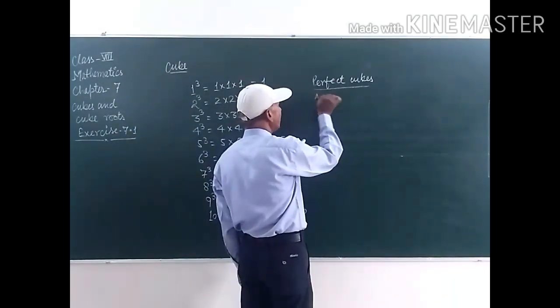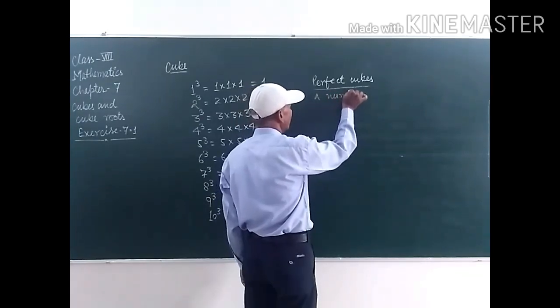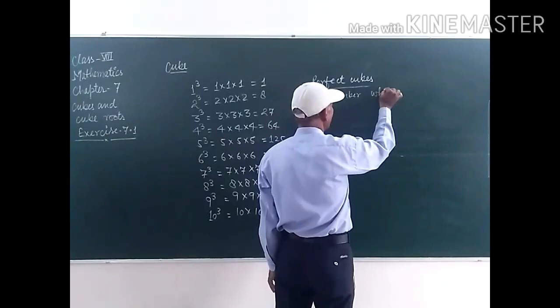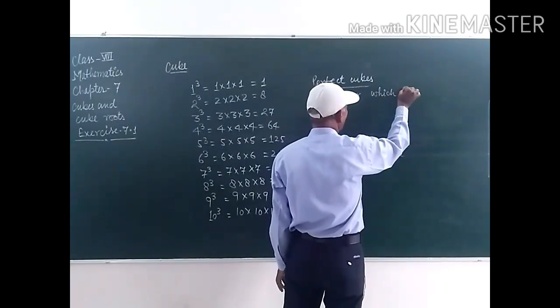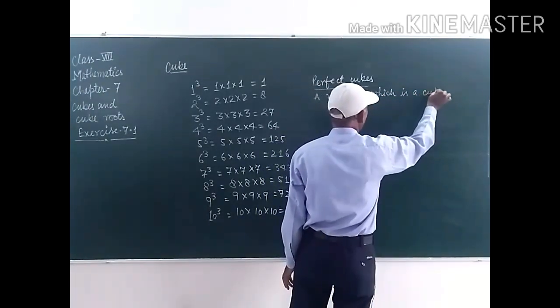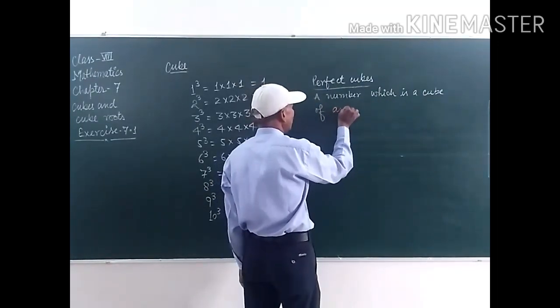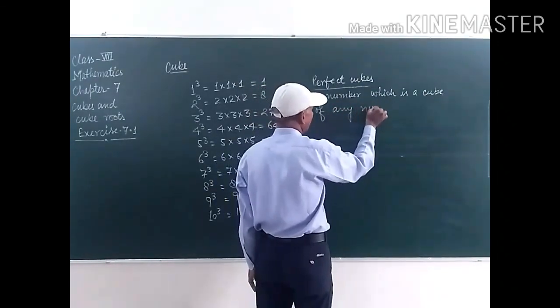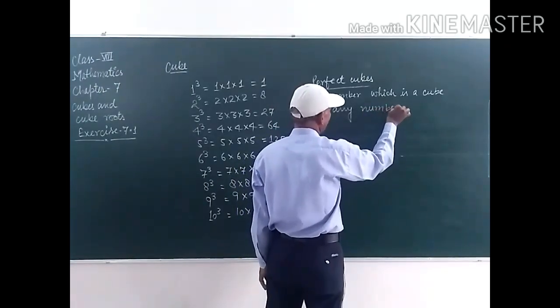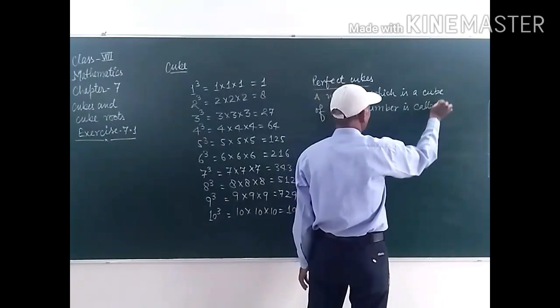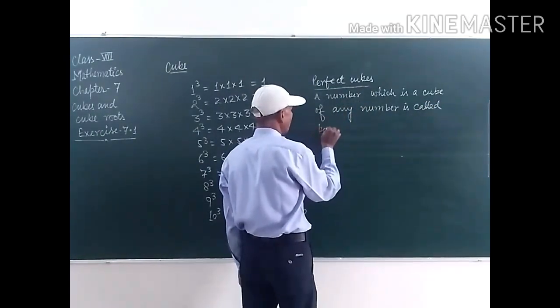A number which is a cube of any number is called a perfect cube.